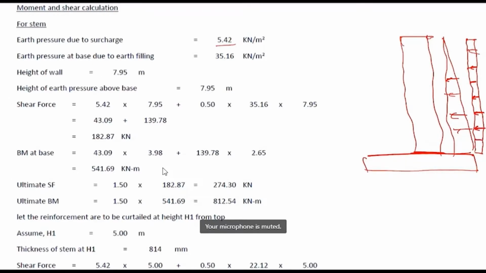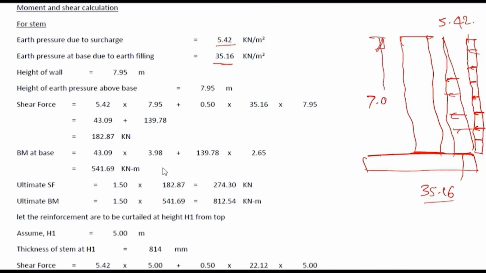And due to earth the pressure will be triangular. So earth pressure at the base of filling, this value is 35.16, and this is constant value 5.42. And what is the height? Height up to here is 7.95 meter. So the force will be 5.42 into 7.95. Okay, this is the force.